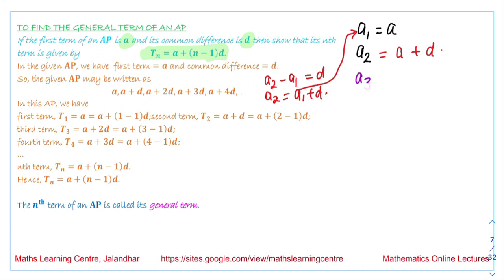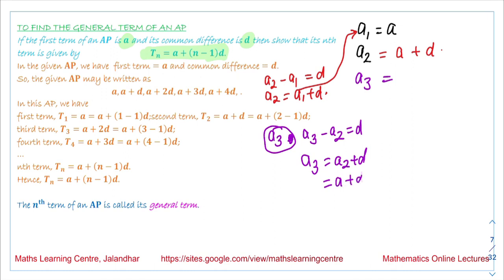Next we are saying A3. So when we are calculating A3, it is A3 minus A2. We are saying it is equal to D. It means A3 is equal to A2 plus D. It means it is A plus D plus D, that is equal to A plus 2D. So the value of A3 we have is A plus 2D.